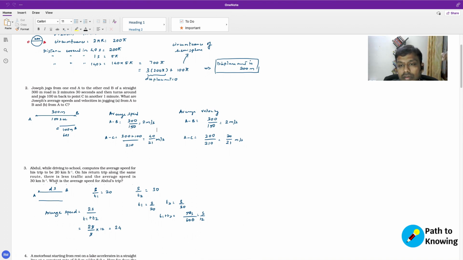So basically, Abdul travels the same distance in the morning and in the evening, but the speed is different because of the traffic, right? In the morning the speed is lower, while in the evening the speed is higher. So that's the only difference, which means that the distance is the same. It's not mentioned that he takes a different route, so we'll assume that the distance is the same in the morning trip as well as in the evening trip.